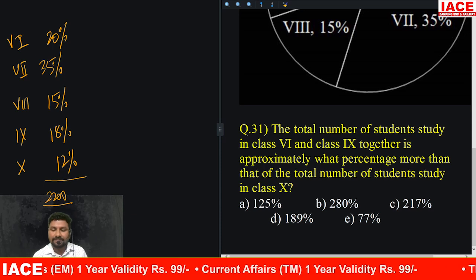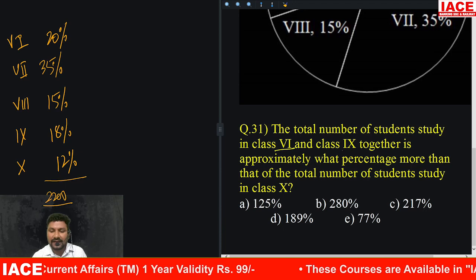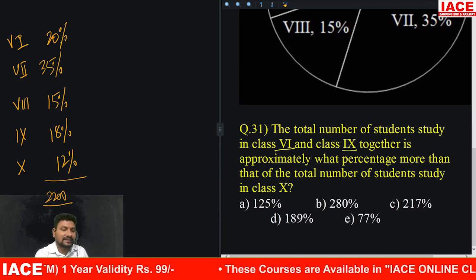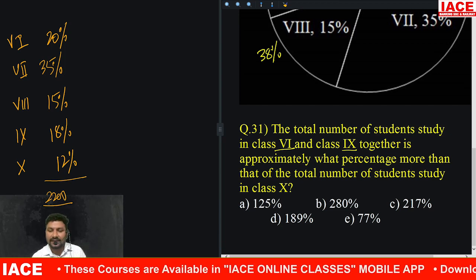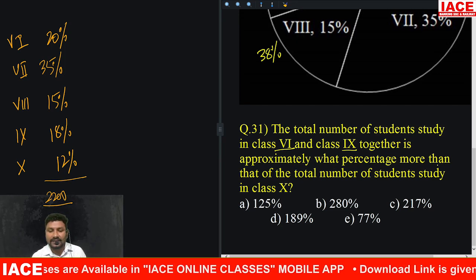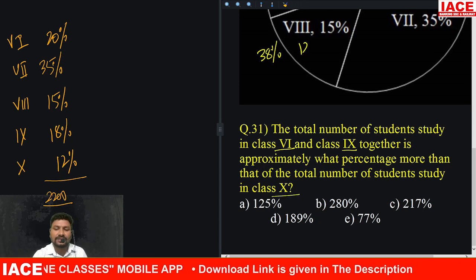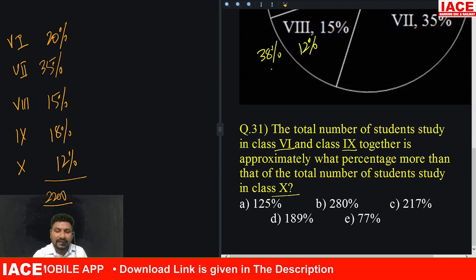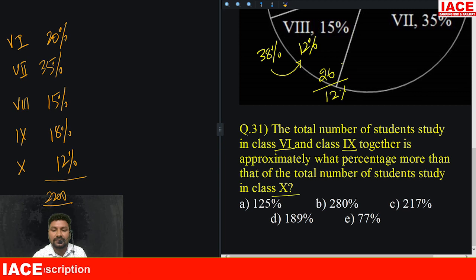Now check the question. The total number of students studying in class 6th and class 9th. Class 6th and class 9th means it is 38%. Approximately what percentage more is that than the total number of students in class 10th? Class 10th is how much percentage? 12%. 38% is more than the 12%. How much more? 26% more compared to 12%.